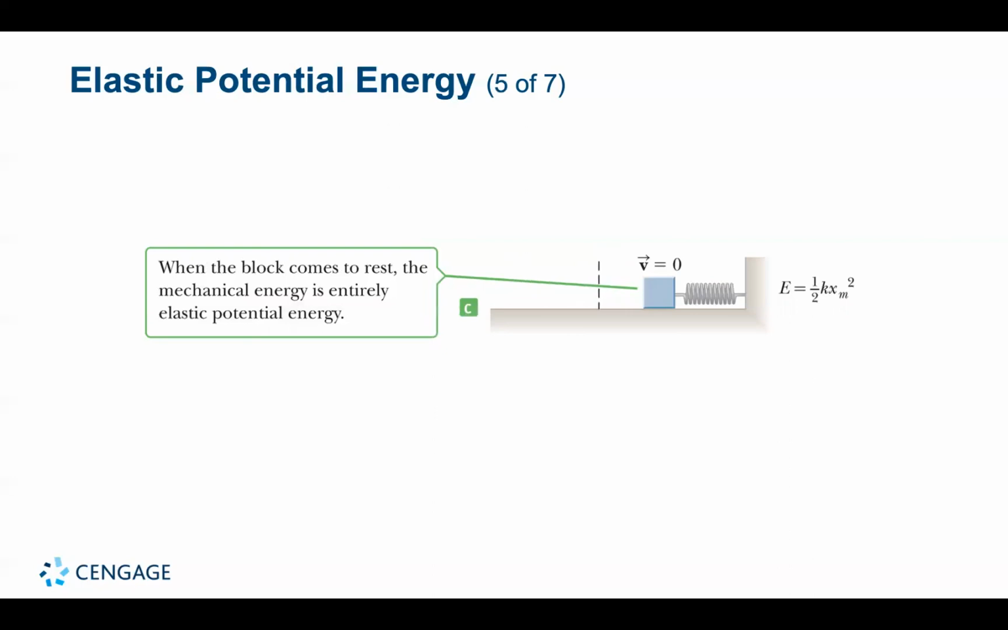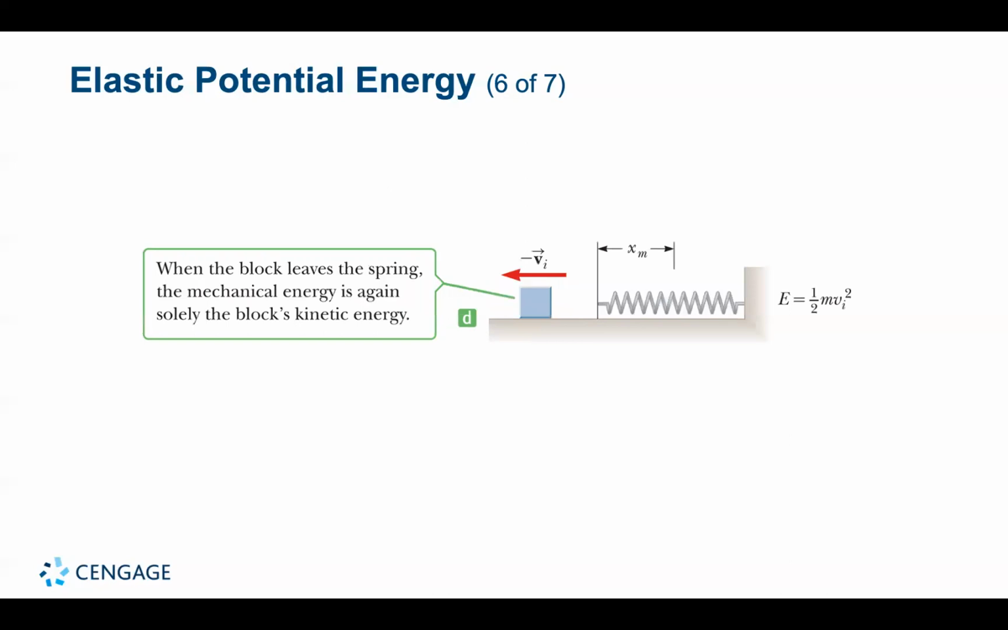So when the block stops for an instant at the point of maximum compression, the kinetic energy is 0. Because the spring force is conservative and there are no external forces that can do work on the system, the total mechanical energy of the system, which consists of the block and the spring, remains constant. Energy is transformed from the kinetic energy of the block to the potential energy stored in the spring. As the spring expands, the block moves in the opposite direction and regains all the initial kinetic energy.